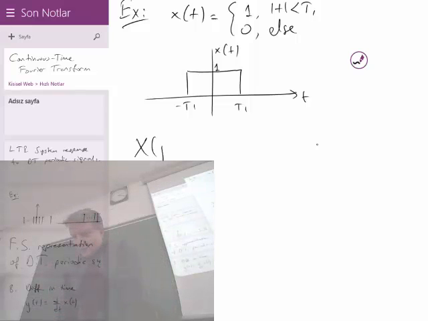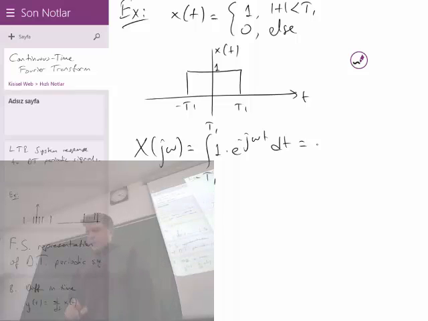And the Fourier transform for this one is the integral from minus infinity to infinity of x of t times e to the minus j omega t dt. That's the formula. But x of t is 1 only from minus T1 to T1, so the integral limits are not from minus infinity to infinity; it is only from minus T1 to T1. If you overshoot in both directions, x of t will be 0, so it will not contribute to the integral. And in between this range, x of t is 1, so we integrate e to the minus j omega t dt.